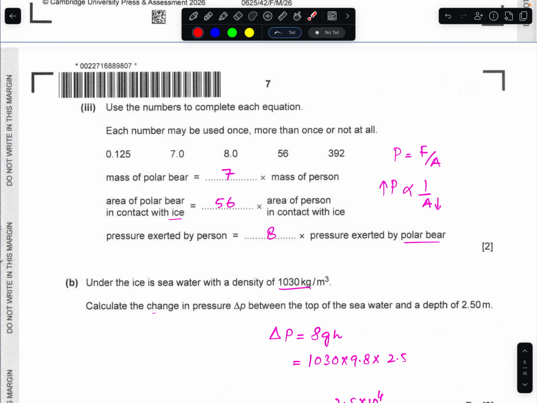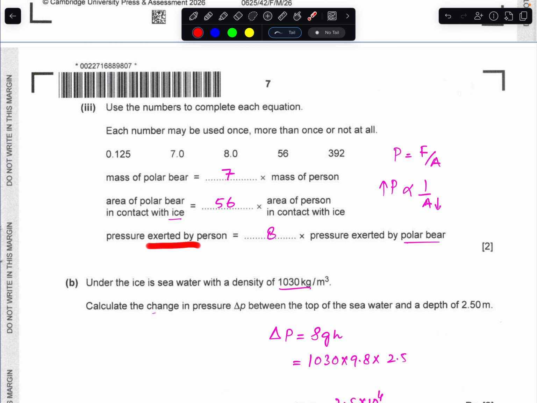Part 3, use the numbers to complete each equation. The mass of the polar bear equals how many times the mass of the person? So if you multiply the 7 with the mass of the person, you would get the mass of the polar bear. Now the area of the polar bear in contact: how many times is it the person's area of contact? So the polar bear's area of contact is 56 times the person's area in contact.